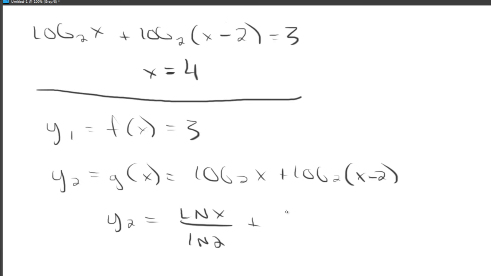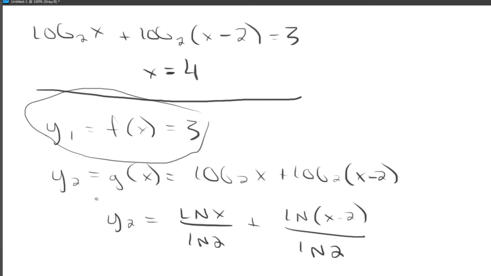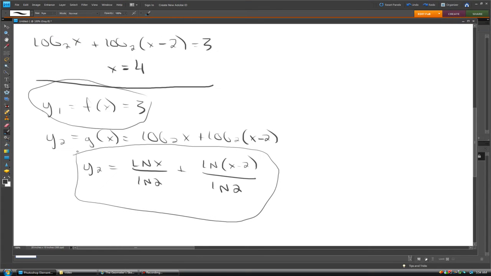Do the same thing on this side, natural log of x minus 2 over the natural log of 2. So these are the two functions, this one here and this one, that we're going to graph with technology. Alright, so I'm going to fire up Geometer Sketchpad.